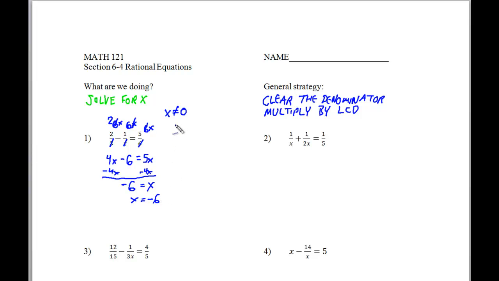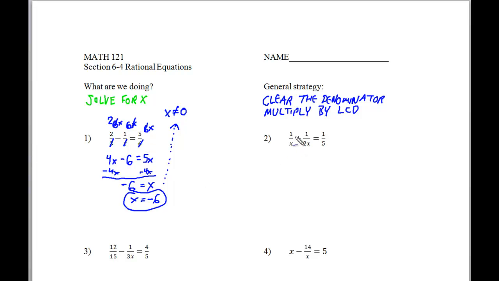Now this is where you check back at the danger number. Did your answer match one of the danger numbers? And since it didn't match the danger number, we're a-okay. So our answer for this problem, x is negative 6. And we can check that by plugging it back into our equation. Is 2/3 minus 1 over negative 6, which is going to be plus 1/6, is 2/3 plus a sixth equal to 5/6? And we could show that that's true.